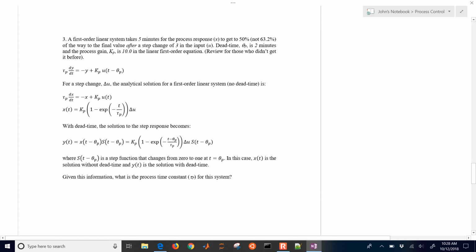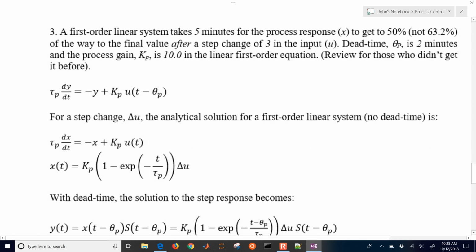Let's go on to the next one. This is a first order linear system that takes 5 minutes for the process response to get to 50%, not 63.2% as we talked about in class, which is the typical measure we use for one time constant, but 50% of the way to the final value after a step change of 3 in the input. The dead time, theta p, is 2 minutes, and the process gain Kp is 10 in the linear first order equation. This is a review for those who didn't get it before.